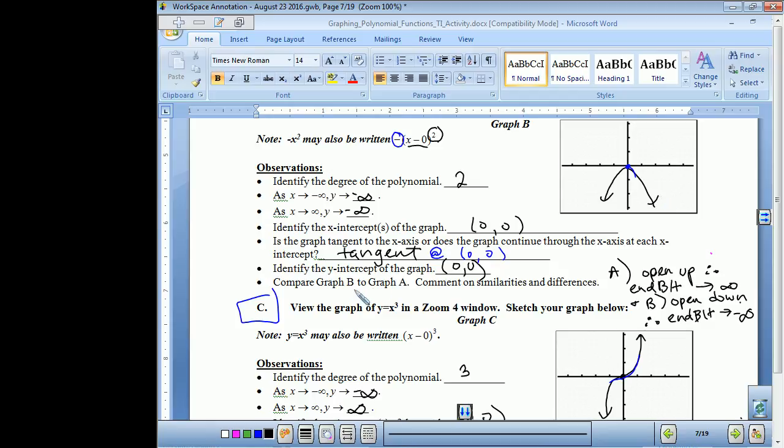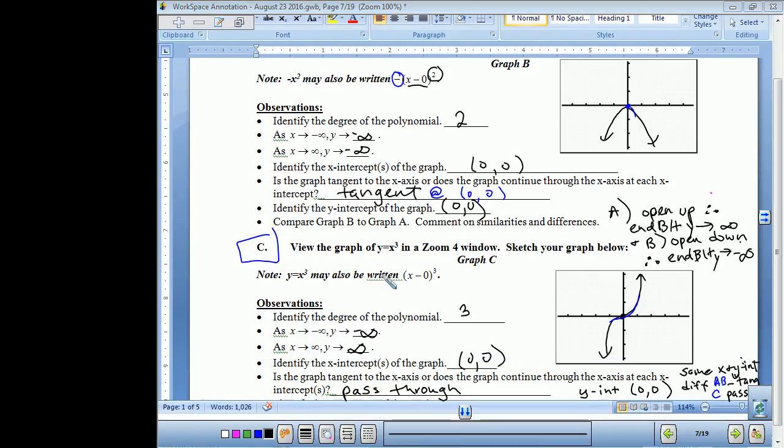Okay, here we were asked to compare the graphs of A and B. A opens up, so its end behavior is approaching positive infinity, the y values. B is opening down, therefore its end behavior, the y, is approaching negative infinity. Those are its differences. They look exactly the same, except it's been reflected over the x-axis. That could be your similarity.